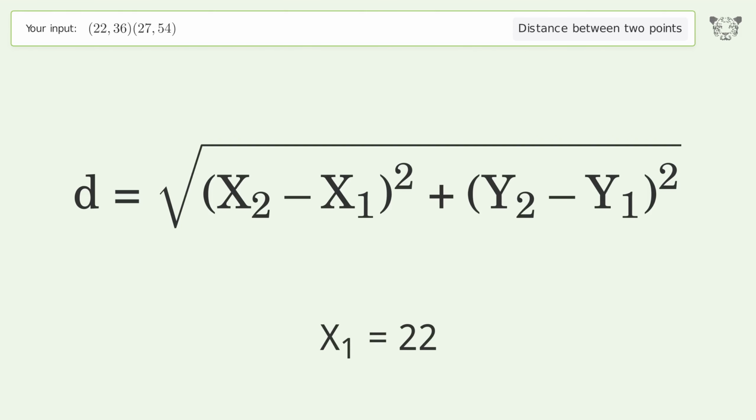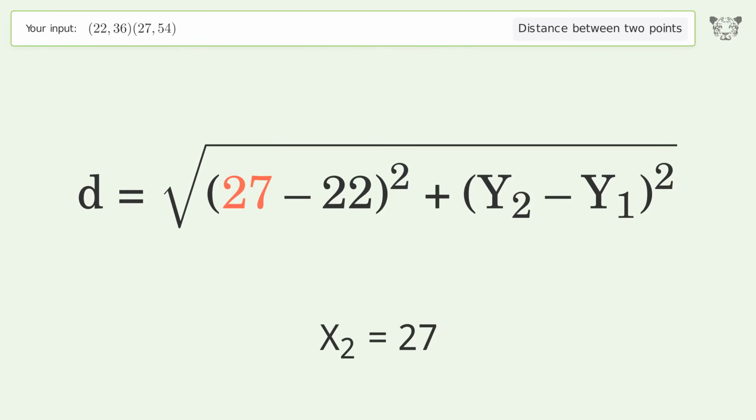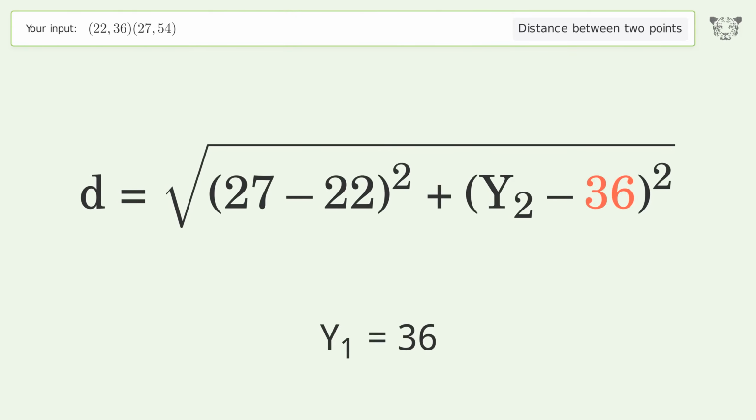x1 equals 22. x2 equals 27. y1 equals 36. y2 equals 54.